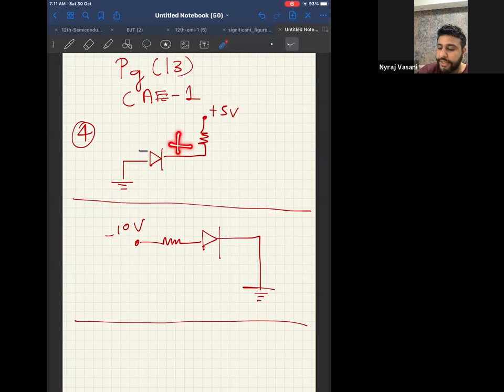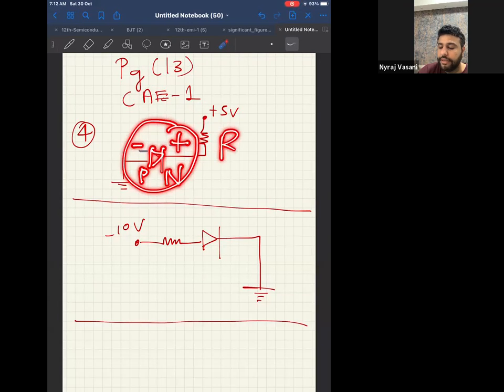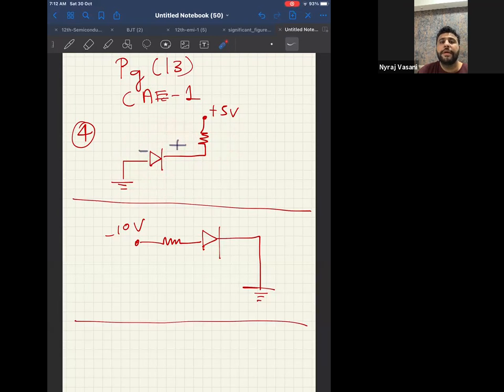Now positive is connected to the negative of the diode and negative is connected to the positive of the diode. Correct? Because in this diode, this side is positive and this side is negative. So when negative is connected to positive and positive is connected to negative, the entire diode is reverse bias. Therefore, the first diode is reverse bias. Similarly, start with the next one and tell me whether the next diode is forward bias or reverse bias with the same logic.